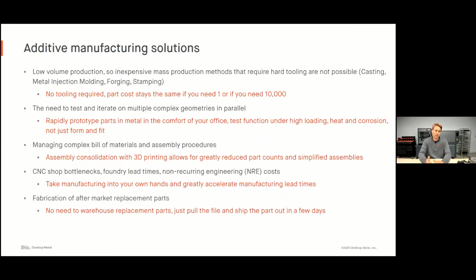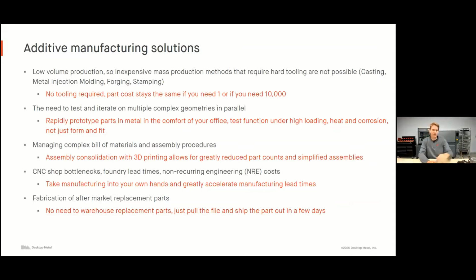This means that low volume production is very easy because, simply pull the file, throw it on the printer, and in a few days, I have my finished part in my hands. We can now rapidly prototype metal parts in the comfort of your office. This means that now we're able to quickly and affordably create complex metal parts that you can now test under high loading, heat and corrosion resistance. We're not just testing form and fit like we so often see with plastic 3D printing, but now we're actually able to test the geometry, to put our gear into our machine and see how it performs.